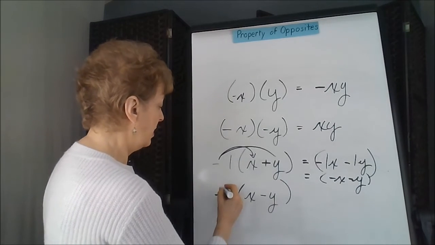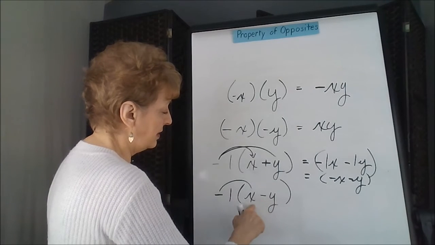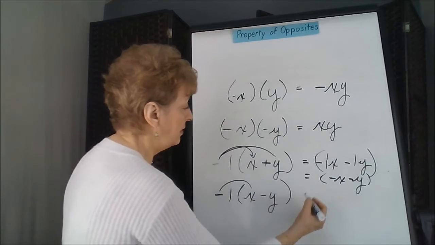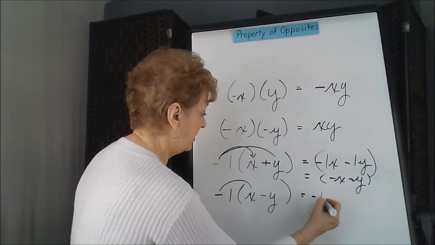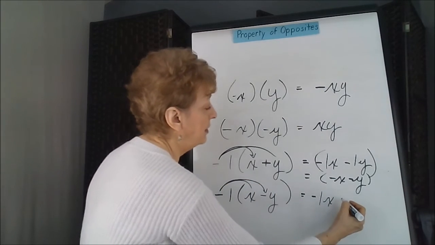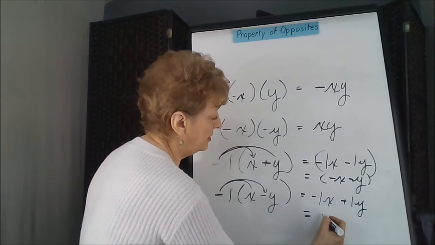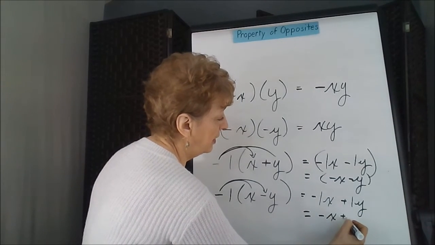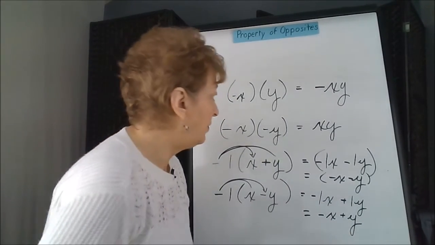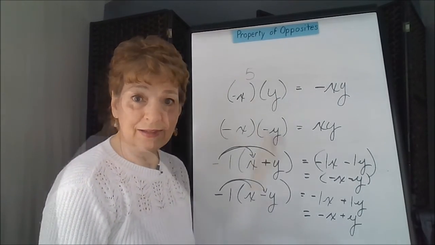And here the same thing, but the parenthesis is now a subtraction. So a negative times a positive would be equal to a negative, and then a negative times a negative is positive, which further translates to -x plus y. So those are some different ways that you can see the opposites applied to multiplication.